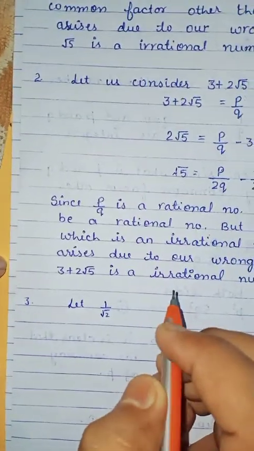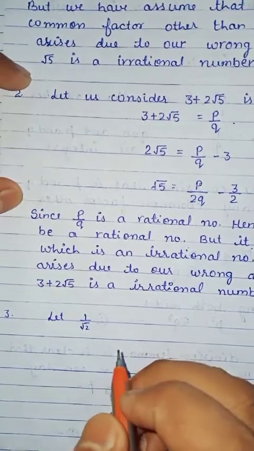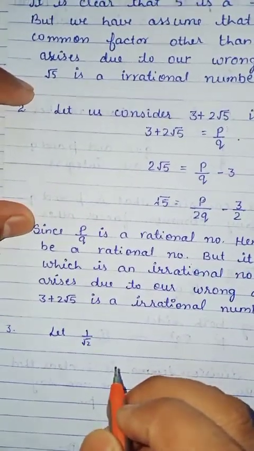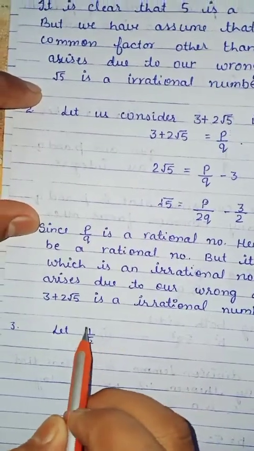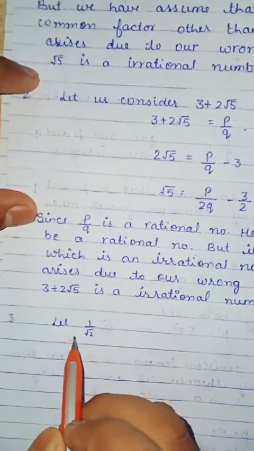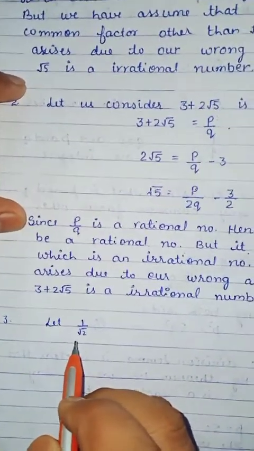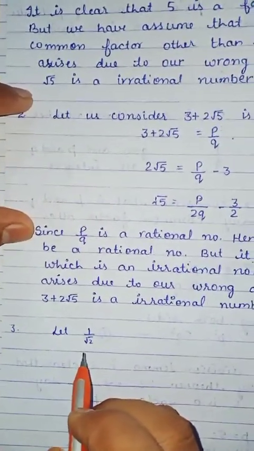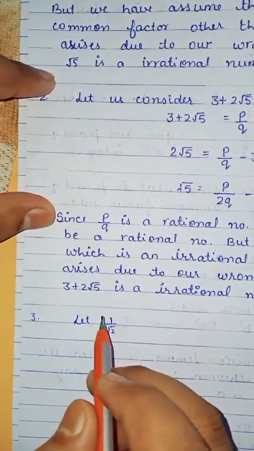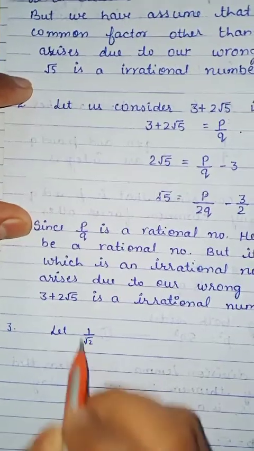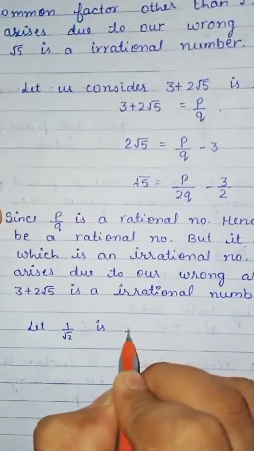So here is your third question of the exercise, which says prove that the following are irrational. In the first one, prove that 1 upon root 2 is an irrational number. We will be doing it similarly as we had done the previous one. We will be considering this 1 upon root 2 as a rational number. So let 1 upon root 2 be a rational number.